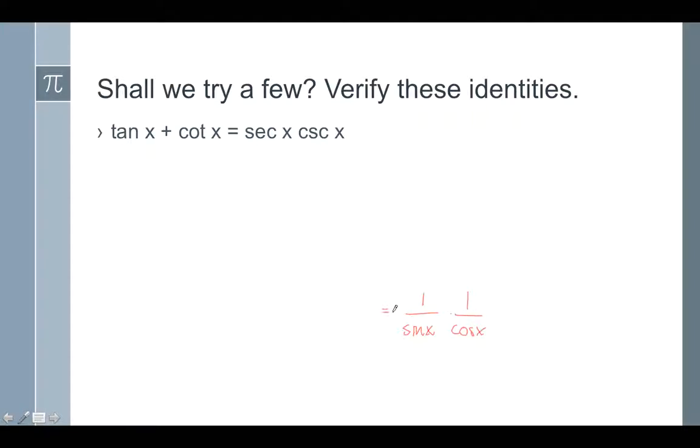And you don't have to split this up if you know that this is this way, because remember we started with 1 over sine x cosine x. 1 over sine is cosecant, and 1 over cosine is secant. And you'll notice cosecant times secant is actually what we wanted, and therefore we have verified this identity.